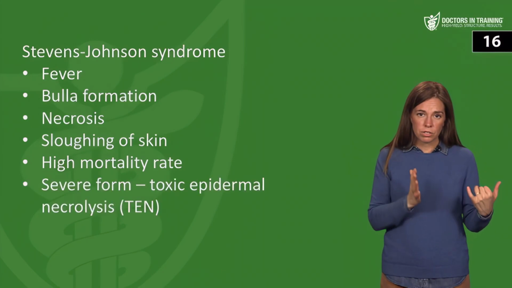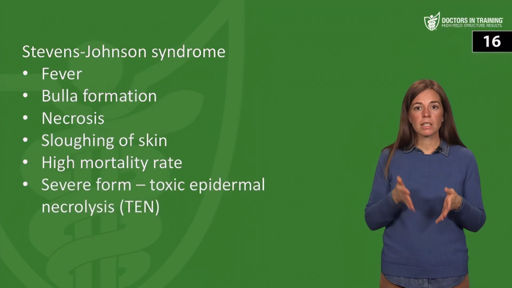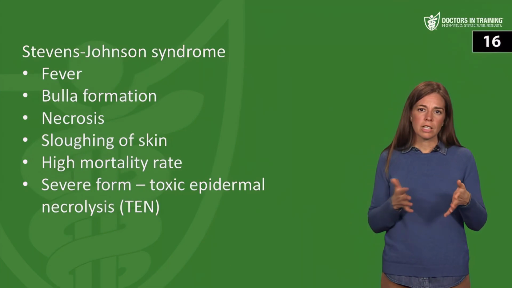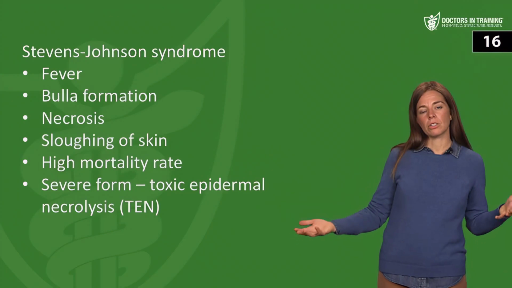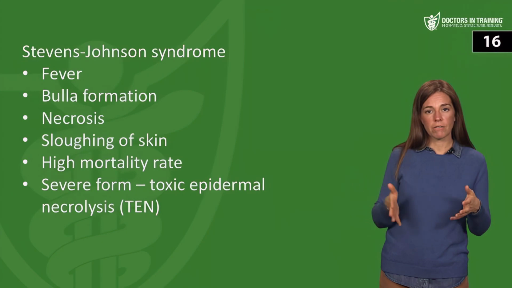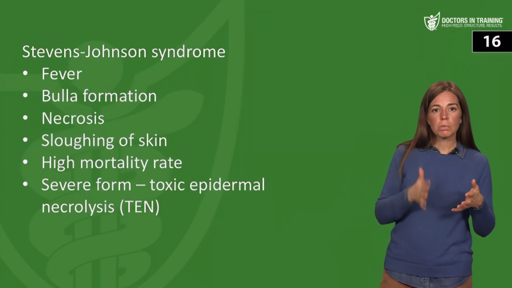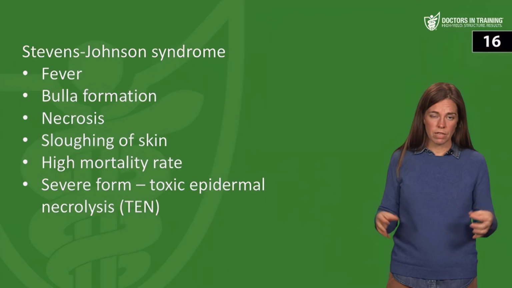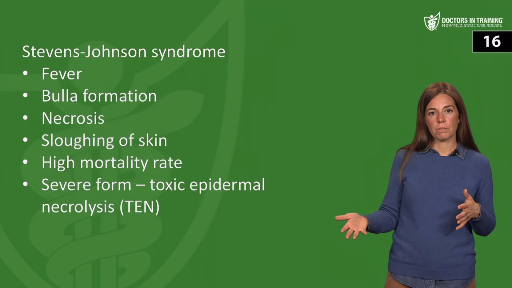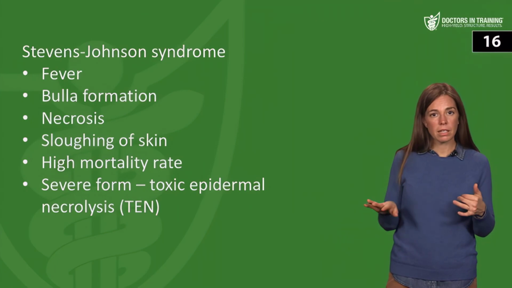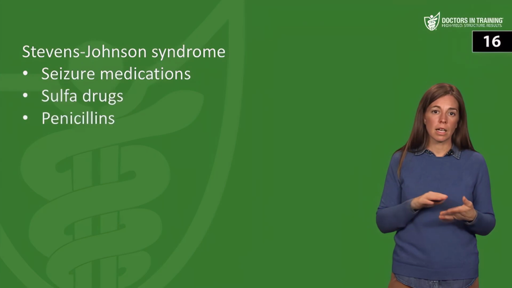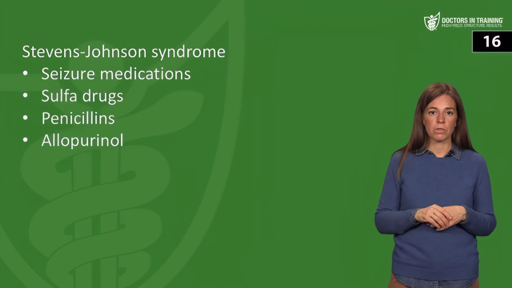And an even more severe form of Stevens-Johnson syndrome is toxic epidermal necrolysis, or TEN. So Stevens-Johnson and TEN are essentially the same disorder, just differing magnitudes. So with TEN, at least 30% of the body surface area is sloughing and detaching. So if you have at least 30% of the body surface area sloughed off, that's TEN, toxic epidermal necrolysis, rather than Stevens-Johnson syndrome. And there are multiple drugs implicated in the cause of Stevens-Johnson. Seizure medication, sulfa drugs, penicillin, and allopurinol are some examples.